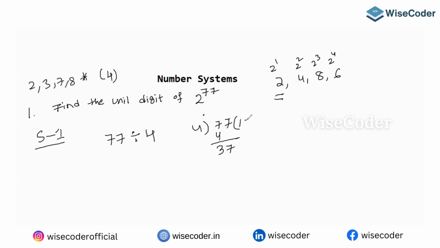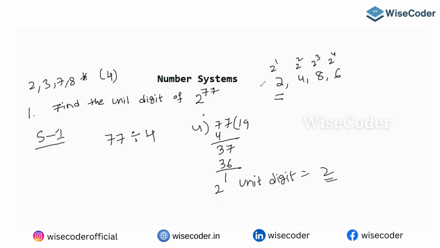4 nines are 36. When 36 comes, what is the remainder again? 1. So which means 2 power 1. So the unit digit of 2 power 1 is what, guys? 2 again.